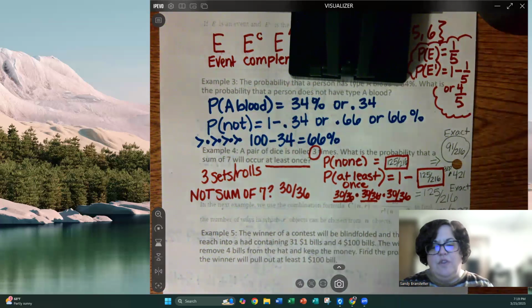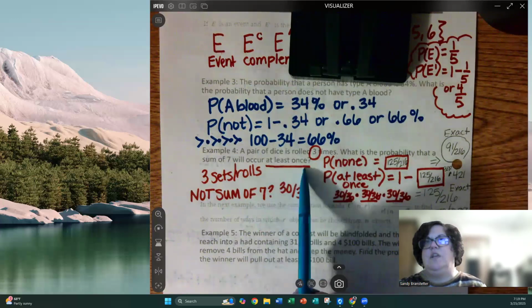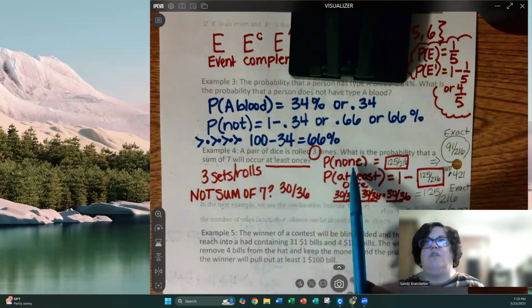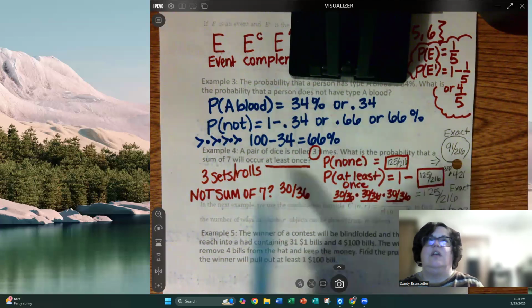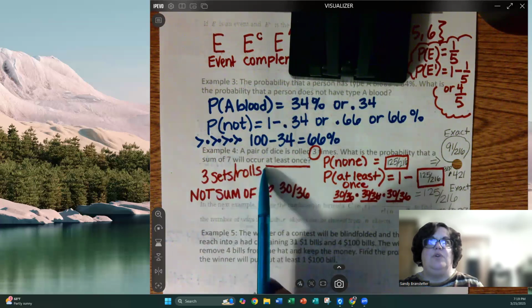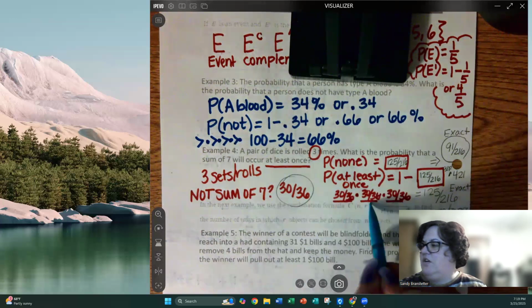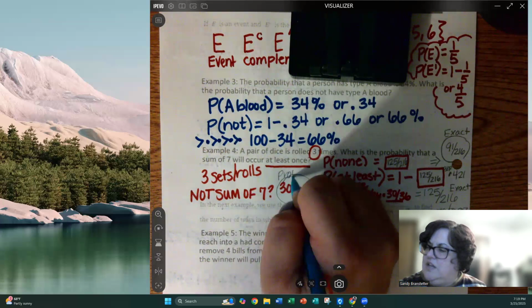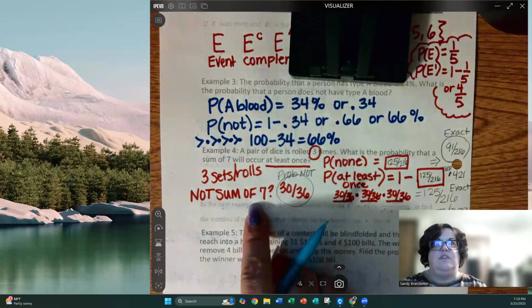The most important thing to keep in mind here is that if I'm finding it at least once, I would have to do once, twice, 3 times. So I'm better off finding the probability that it never happens and taking 1 minus that answer. Because there are 3 rolls, I have to take this times itself all 3 times, because this is the probability of not getting a sum of 7.